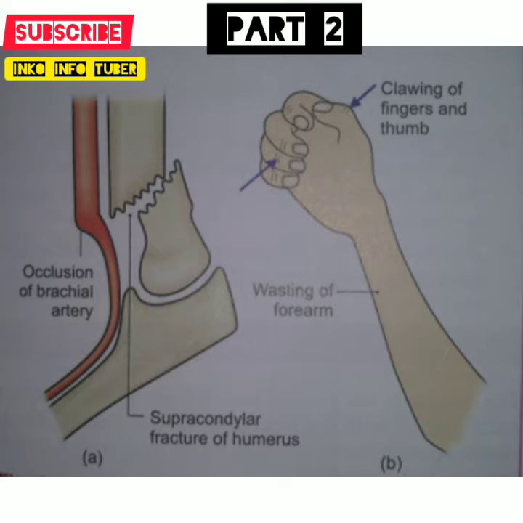The lower fragment is mostly displaced backwards so that the elbow is unduly prominent, as in dislocation of the elbow joint. This fracture may cause injury to the median nerve. It may also lead to Volkmann's ischemic contracture caused by occlusion of the brachial artery. Above in this video, I have shown two pictures. Picture A is a supracondylar fracture of the humerus and picture B is Volkmann's ischemic contracture.